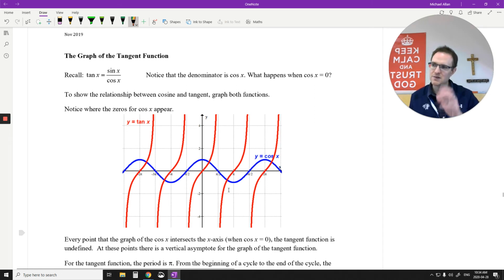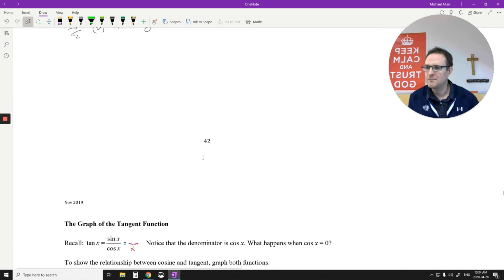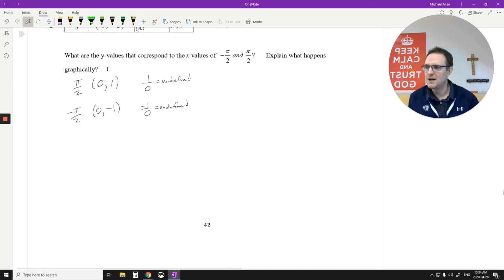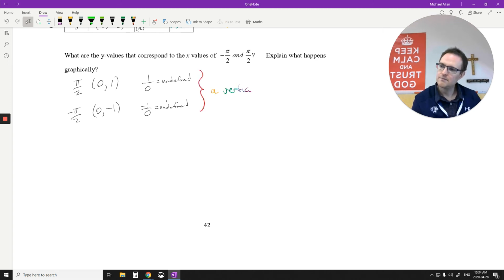Now the cosine graph, remember the cosine graph represents the x values. That's what's on the bottom of this, the x values. So whenever the x values end up being 0, we get an asymptote there. Okay. Explain what happens graphically. A vertical asymptote.